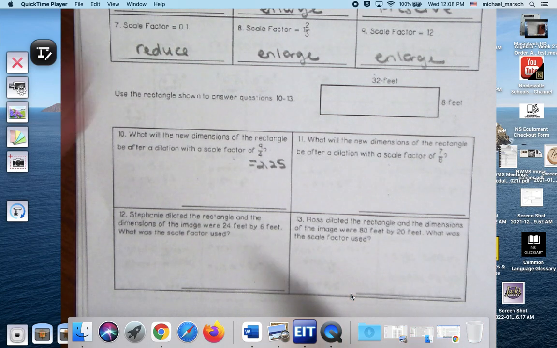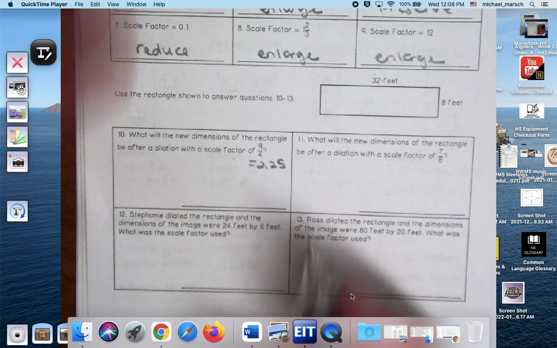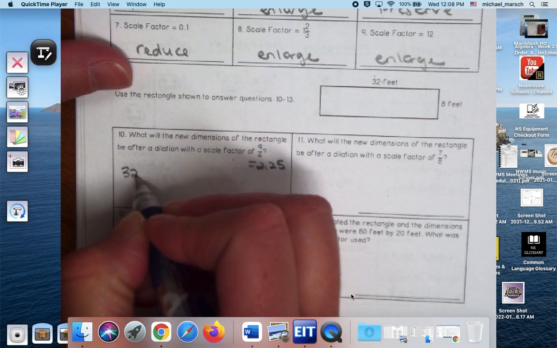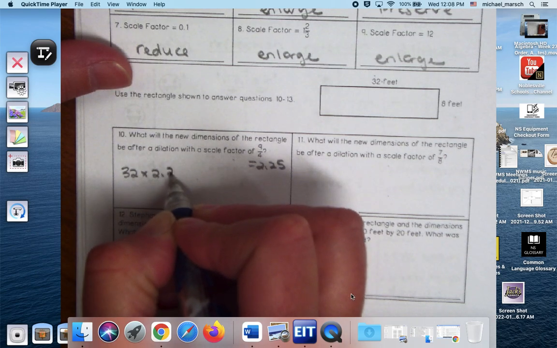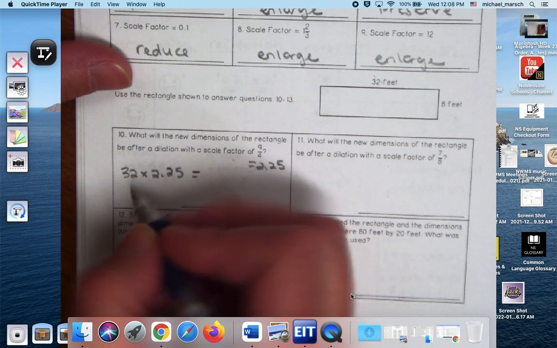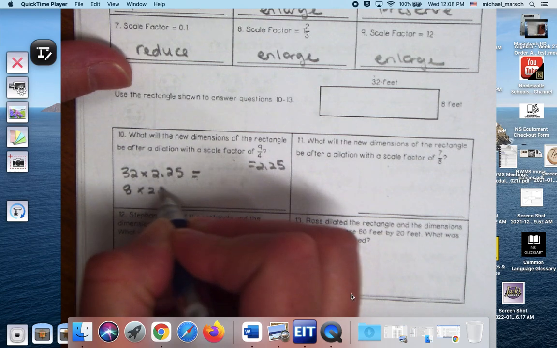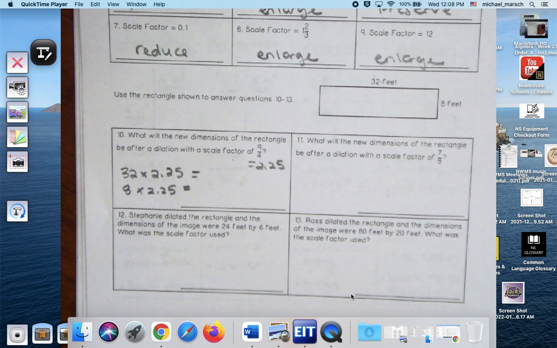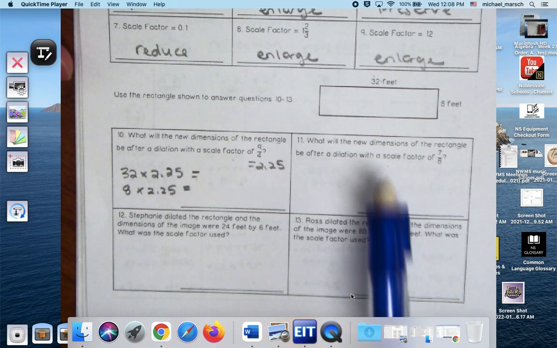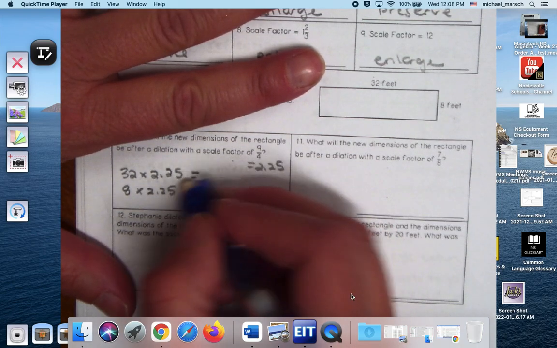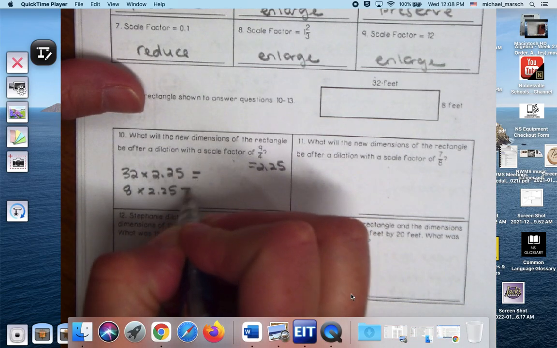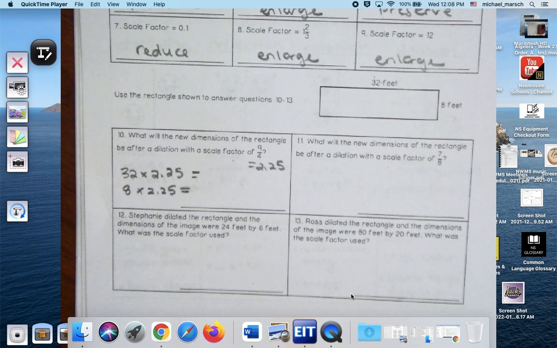And how did you find that, Maddie? 9 divided by 4. So then we're going to do 32 times 2.25. And we're going to do 8 times 2.25. Obviously, it's going to enlarge the value because this is greater than 1. Use your calculators.